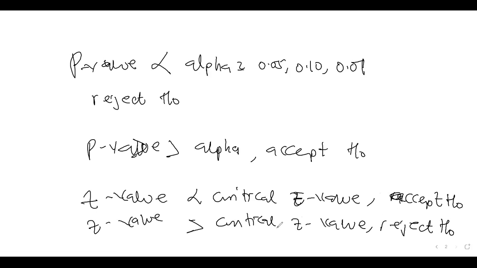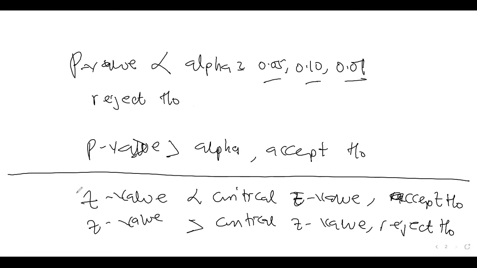So if you do not want to draw curves and those things, this is the simple way you can get your answer without drawing the curve. Without drawing your curve, when your computed p-value is less than the alpha, whether you are testing at 5%, 10%, or 1%, reject the null hypothesis. And when it is more than the alpha, accept the null hypothesis.